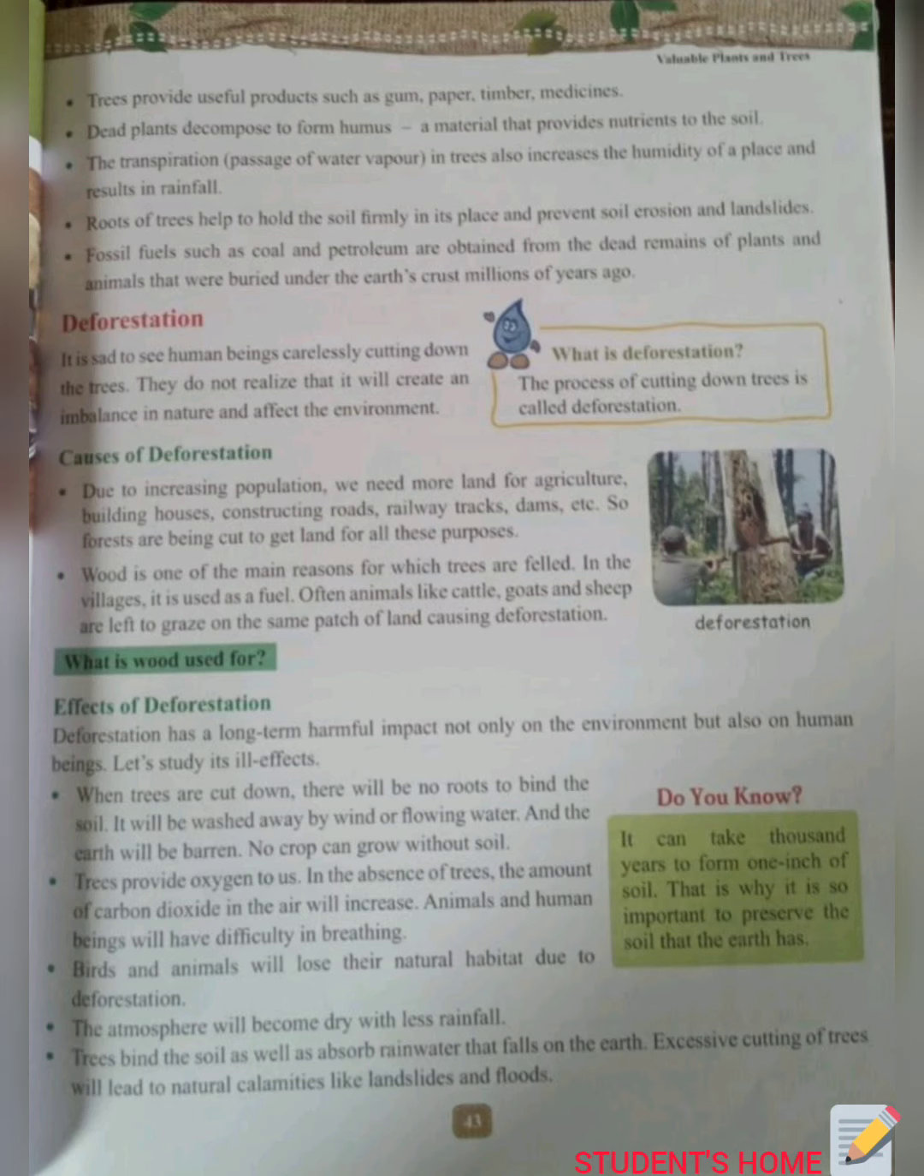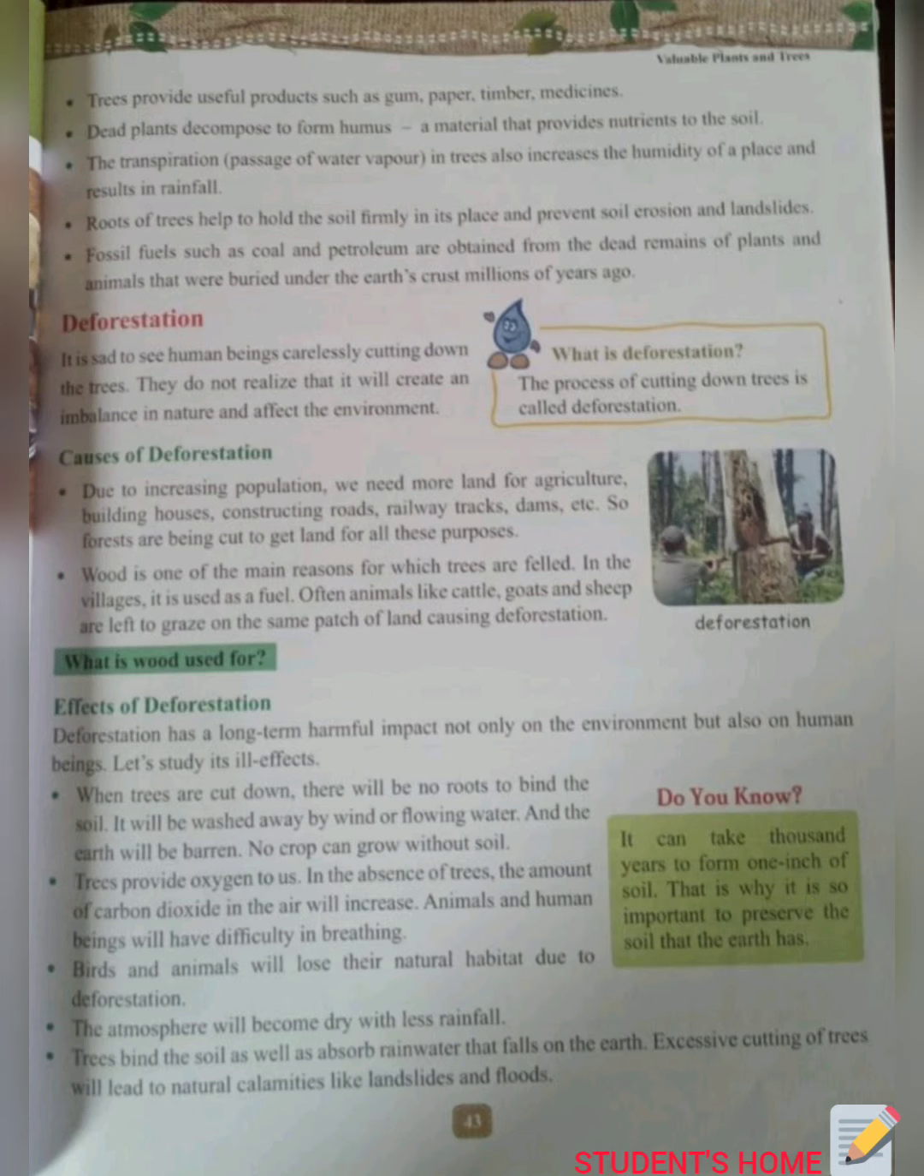So what are the main causes of deforestation? Number one, due to increasing population, we need more land for agriculture, building houses, constructing roads, railway tracks, dams, etc. So forests are being cut to get land for all these purposes. Number two, wood is one of the main reasons for which trees are felled. In the village, it is used as fuel. Often animals like cattle, goat and sheep are left to graze on the same patch of land, causing deforestation.